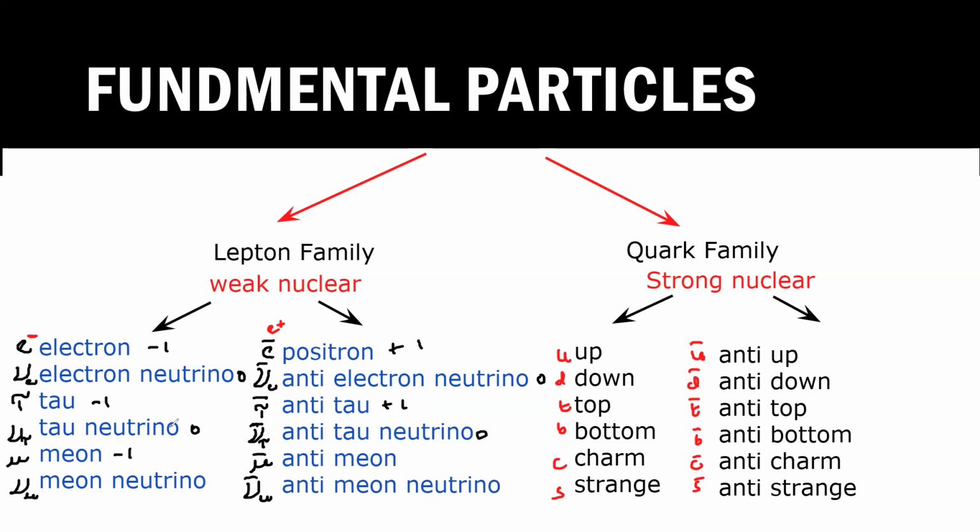Muon neutrino is -1, muon is -1, anti-muon is +1. And muon neutrino does not have a charge. Anti-muon neutrino does not have a charge.